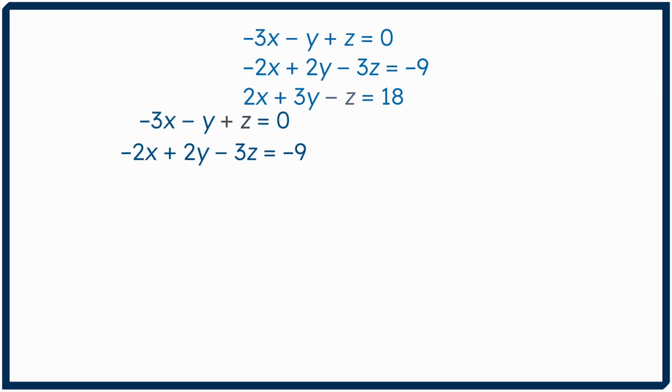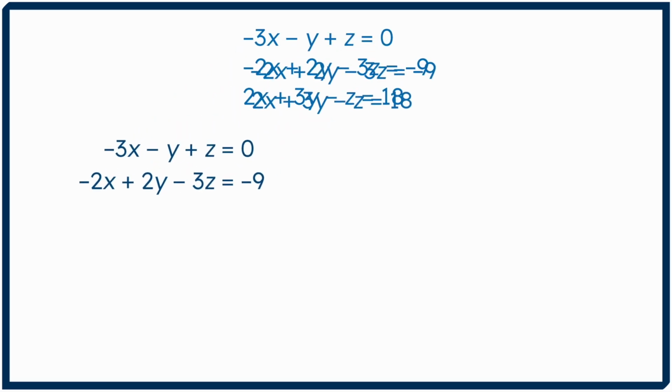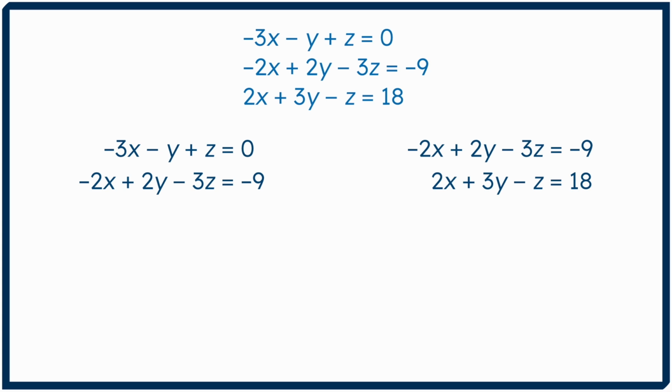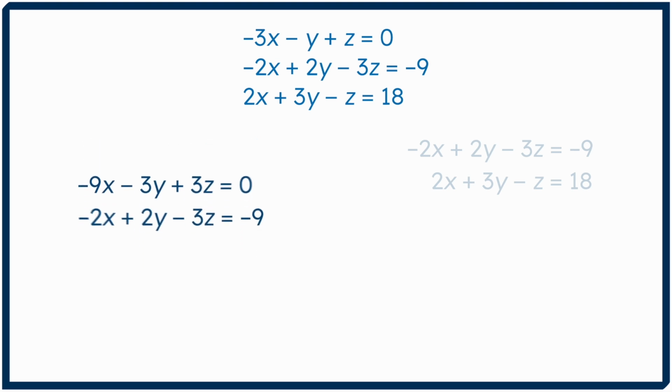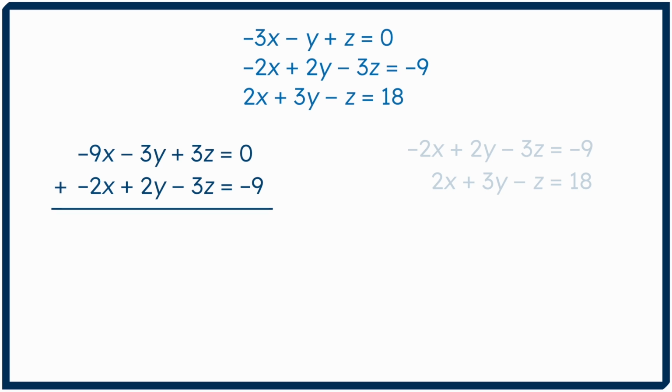Now, we'll line up the first two equations here, and then we'll line up the second and third equations here. Note that we could have chosen another combination of equations to align, but we'll get the same result no matter what. Okay, so let's eliminate z from the two equations on the left. In order to do this, we'll multiply the entire top equation by 3. So the top equation becomes -9x minus 3y plus 3z equals 0. Now we'll add together the two equations.